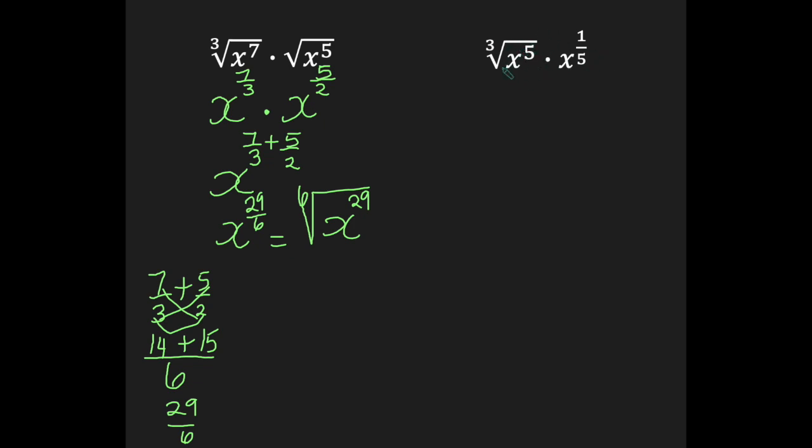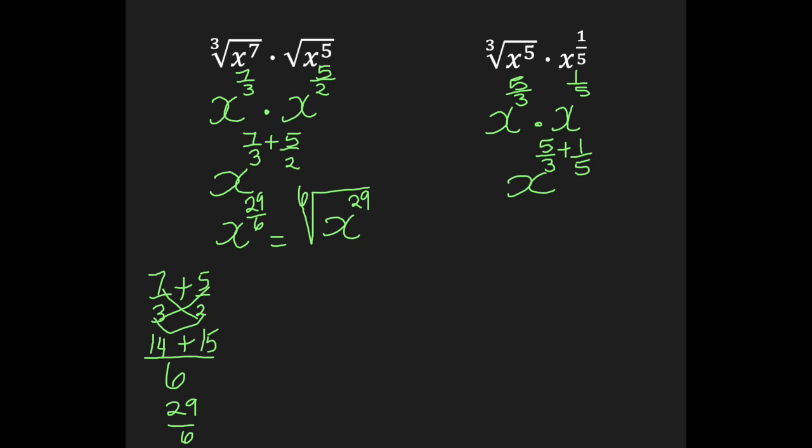Sometimes they mix and match. So here I have the radical form and here I have the exponent form. And in order to evaluate or simplify this, again, make everyone exponent form. So this would be x raised to the 5 over 3. And I'm multiplying by x raised to the 1 over 5. So the rule states when the bases match, you keep your base and you're going to take 5 over 3 and add it to 1 over 5.